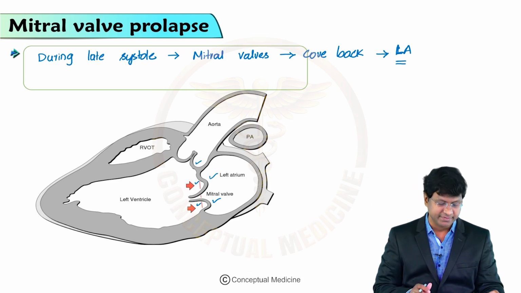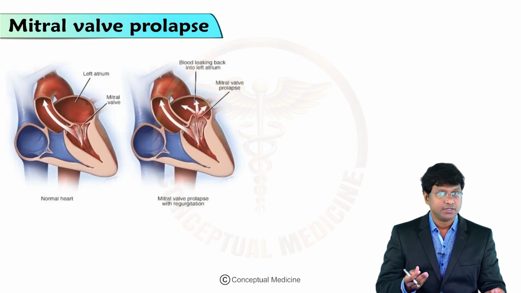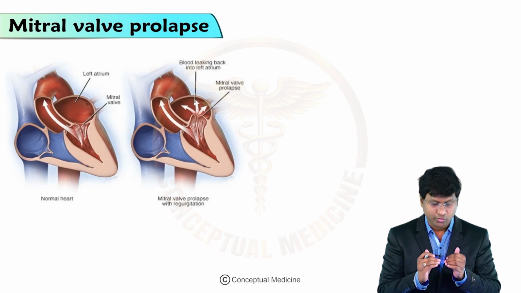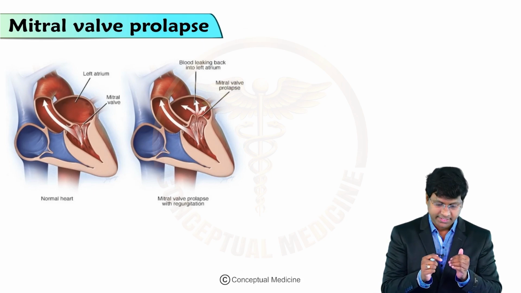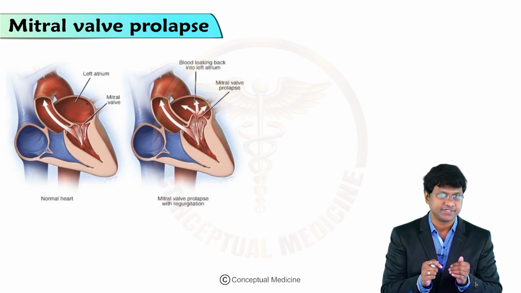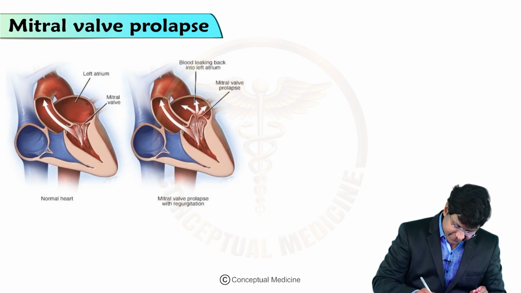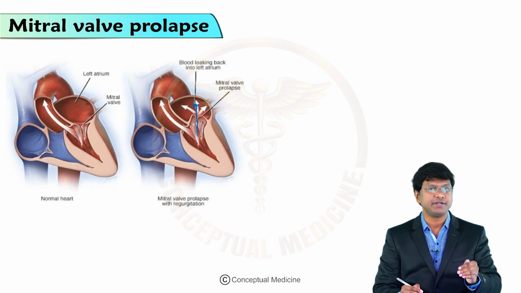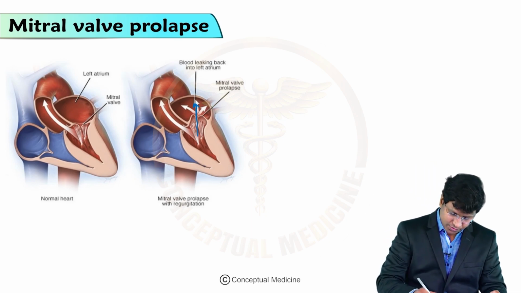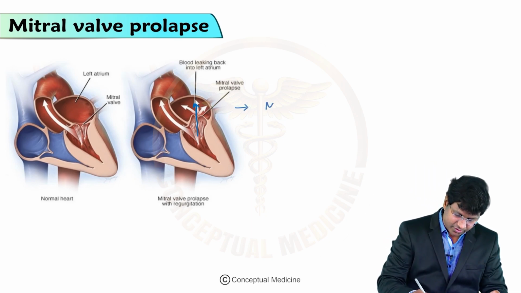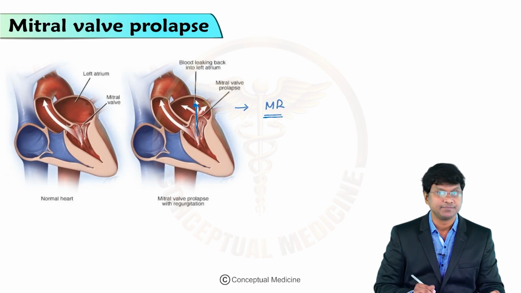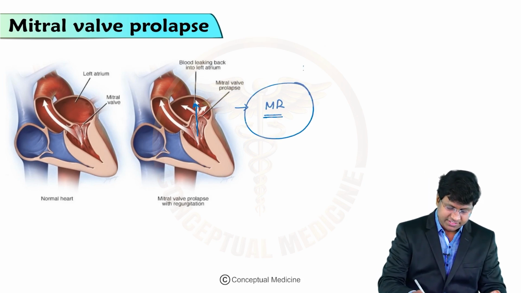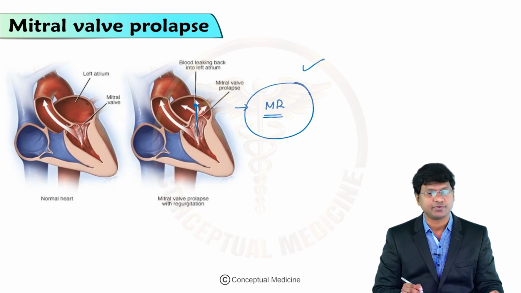And in these patients with mitral valve prolapse, because the leaflets are going back into the left atrium, an orifice is created between the two mitral valve leaflets. Thereby, the blood from the left ventricle will regurgitate back into the left atrium. So that will result in the development of mitral regurgitation as well. See, one of the etiologies for causing mitral regurgitation is mitral valve prolapse.